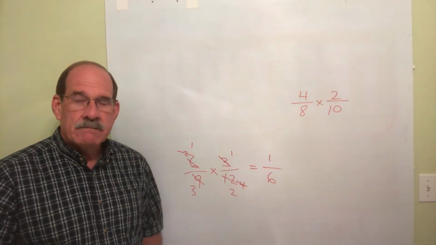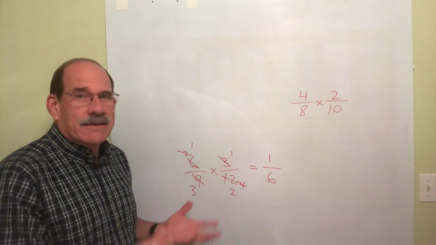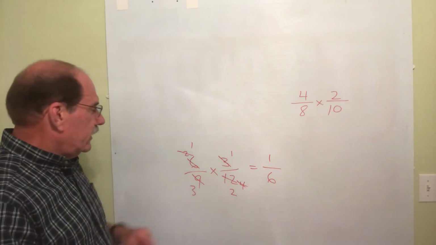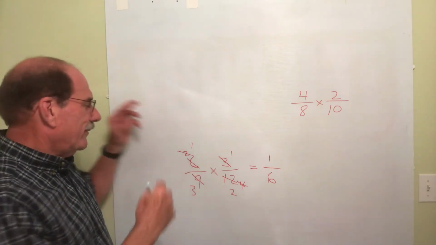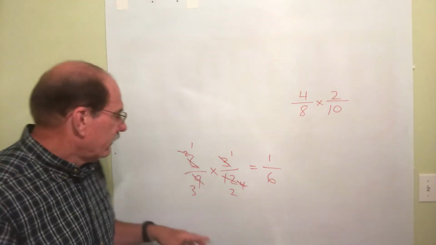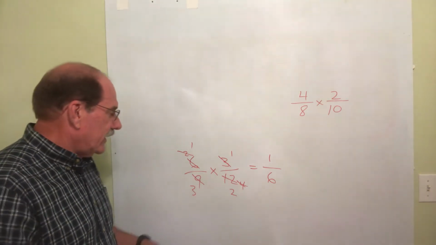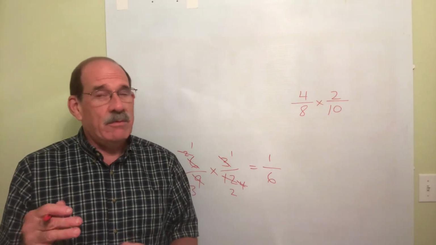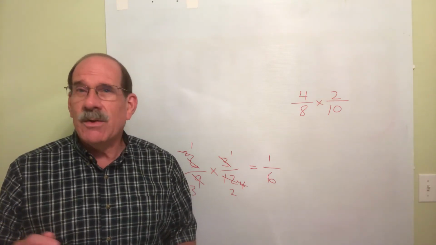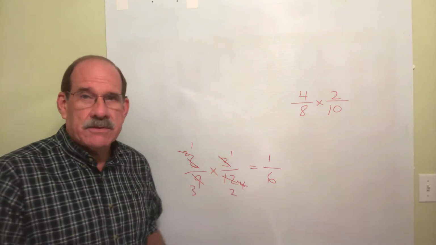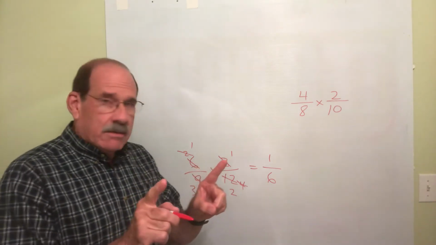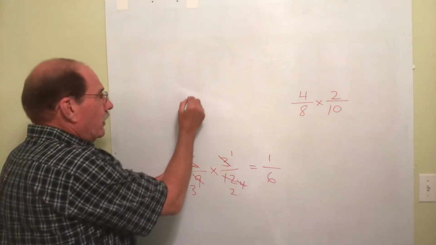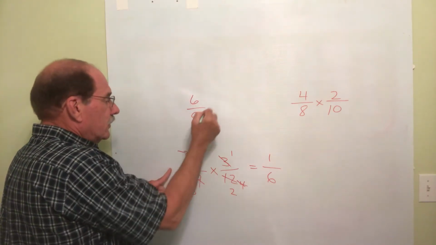There's the answer. Now, what if you had not done all that? What if you had done 6 times 3 and got 18, and 9 times 12, some big ugly number, and then tried to reduce that? Oh, that would be very difficult to do. Don't do it. Do it this way first. Let's keep going with the same thing again. Let's show you how you could have done this. Same problem.